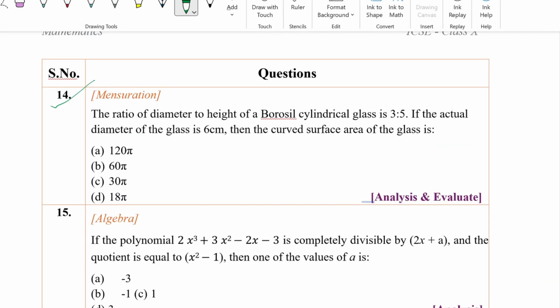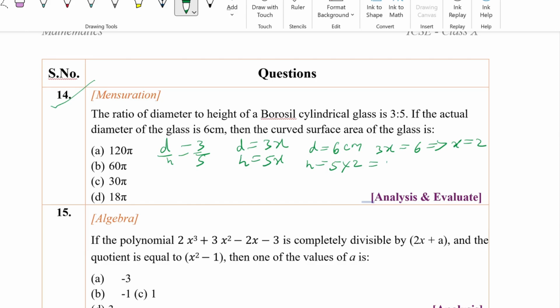Now question number 14. The ratio of diameter to height is given as 3 by 5. That means diameter equal to 3x, height equal to 5x. Now the actual diameter is given as 6 centimeter. Therefore 3x equal to 6, x equal to 2. Therefore height equal to 5 into 2, 10 centimeter.